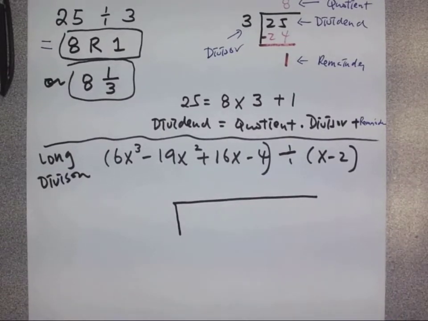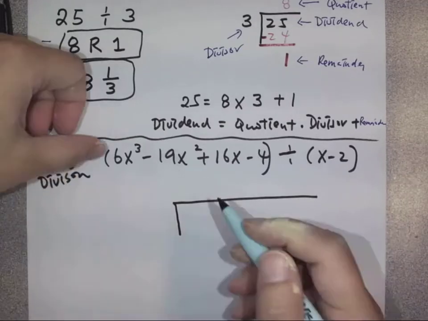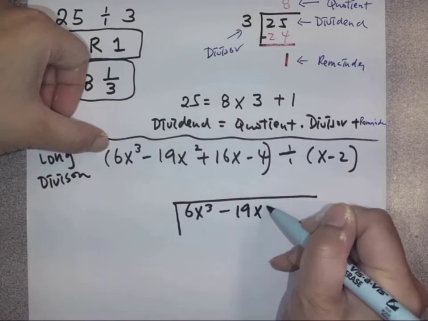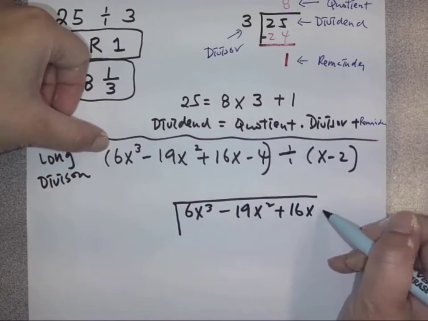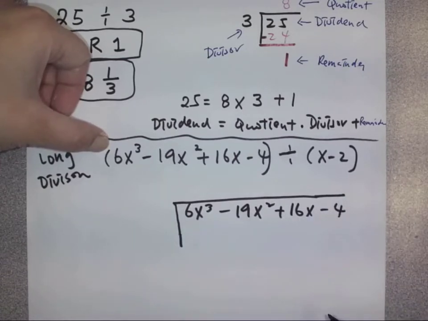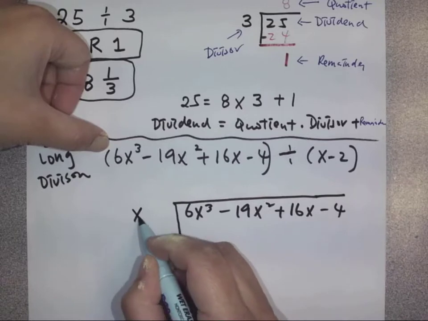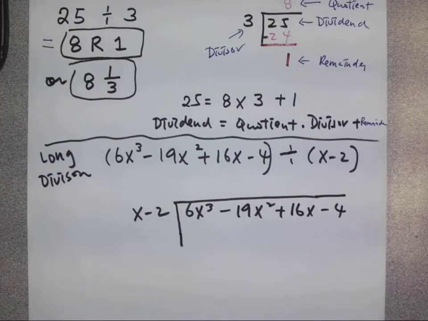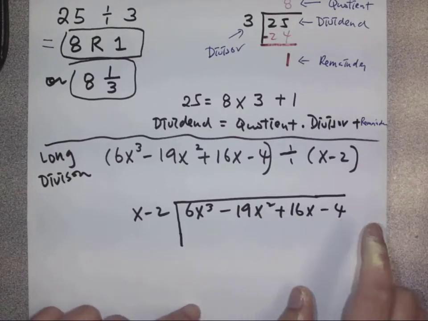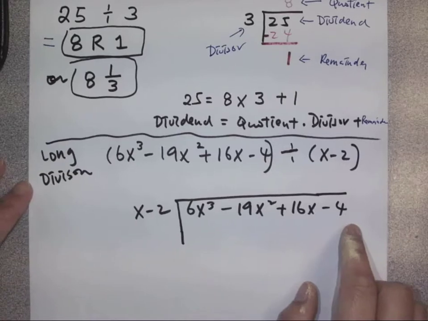So again, what goes in the house? The dividend part, so 6x cubed minus 19x squared plus 16x minus 4, right? And your divisor goes where? Outside, which is x minus 2. Just make sure your dividend is in order. So we have x cubed, x squared, x to the first power, and no x term. So that seems to work.